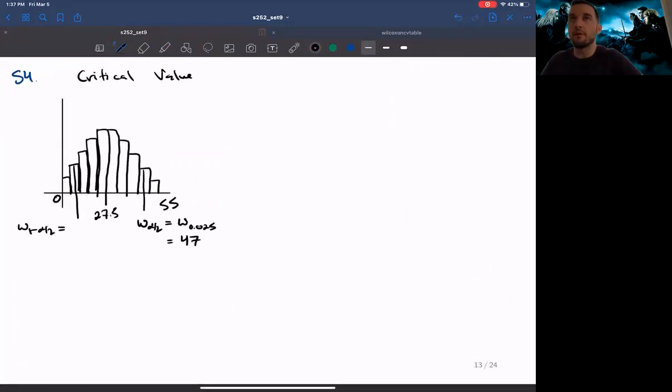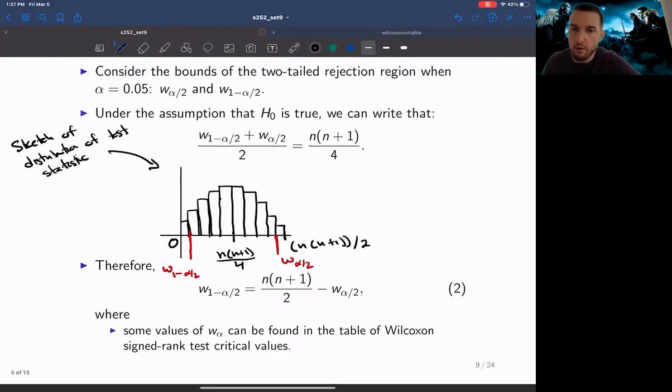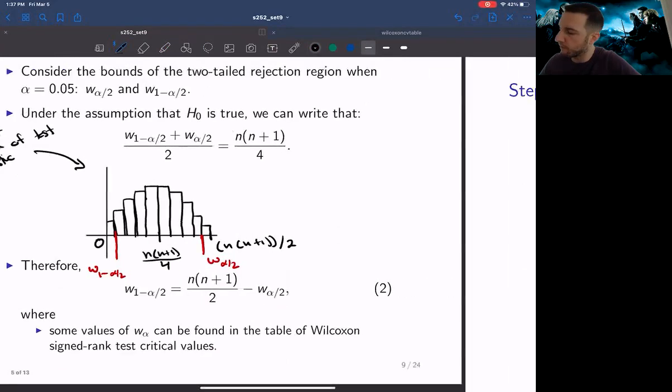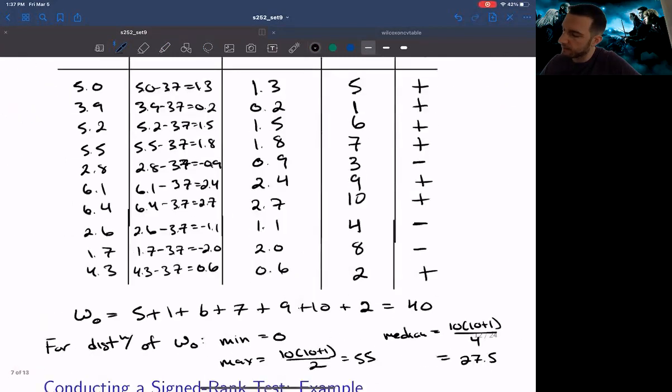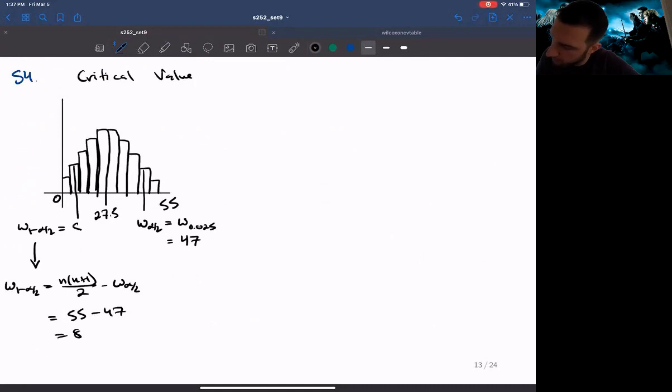Now, the lower bound has to be found using the rule that we developed on the previous slide. So W 1 minus alpha over 2 is equal to n times n plus 1 over 2 minus W alpha over 2. So this is basically the max minus the upper bound. This value here is 8.